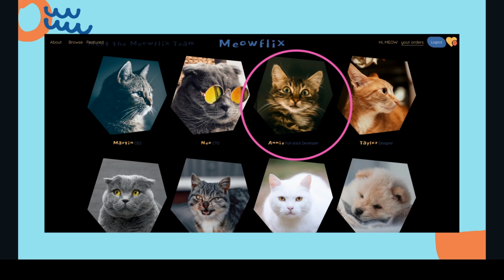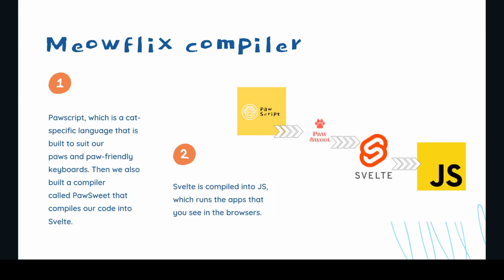Wait a second, you said you don't believe that cat can type? Good question. Actually, we invented something called Postscript, which is a cat-specific language that is built to suit our paws and paw-friendly keyboards. Then we also built a compiler called Postscript that compiles our code into Svelte. Then, as everybody knows, Svelte is eventually compiled into JavaScript that runs the app that you see in your browser.